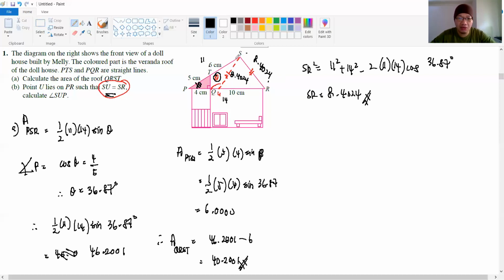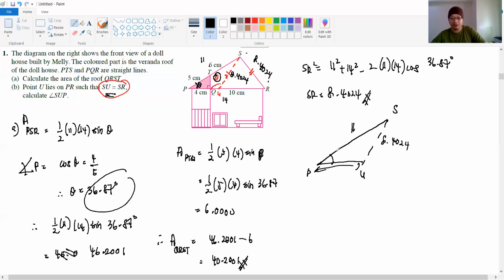So look at this triangle. Let me draw the new triangle here. So this is your S, U, and P. We don't know this length actually. Even though there's a 4 until Q, until U we don't know. But at the top here we know that the value is 11. This one is 8.4024. This angle is also given, which is 36.87. You want to find this angle.